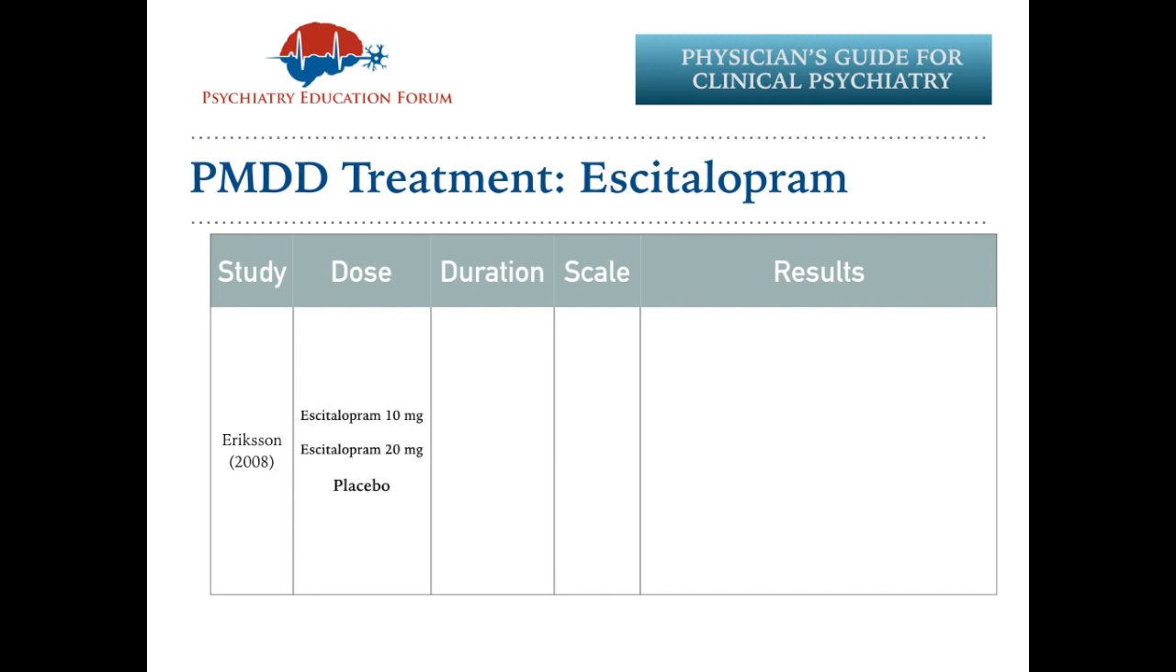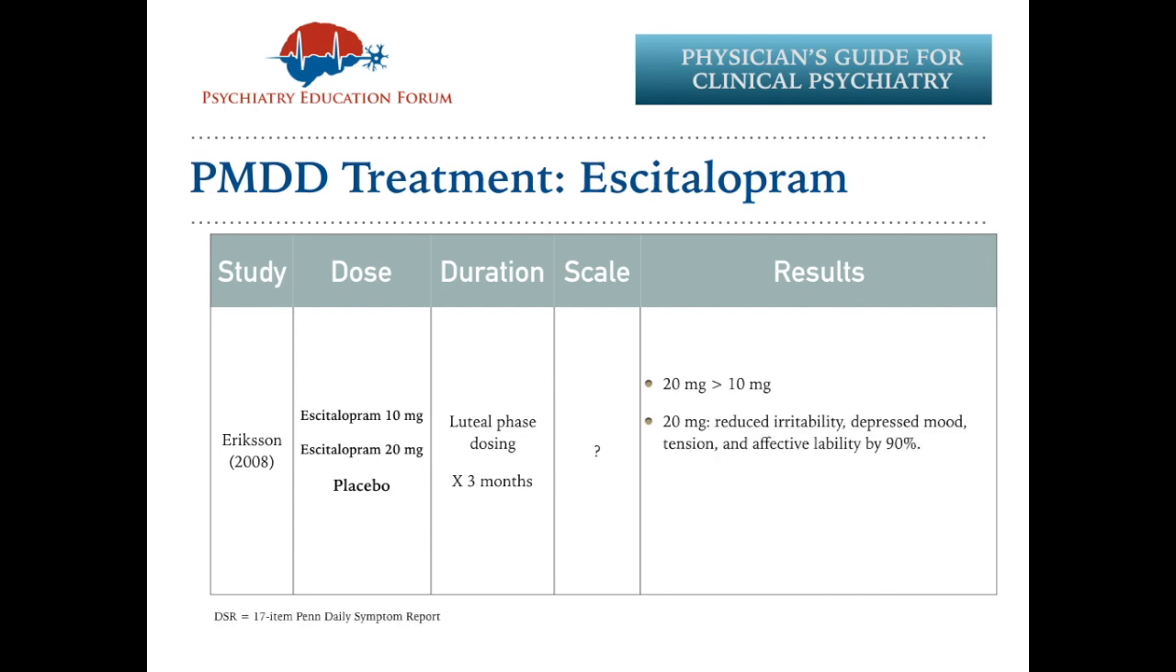They randomized patients to dosing 10 milligram, 20 milligram, and placebo. This was a luteal phase dosing only for 3 months, 3 cycles. Scale, I was not able to find what scale they used, but results were very interesting to see. They found 20 milligram to be more effective than 10 milligram in terms of reducing symptoms.